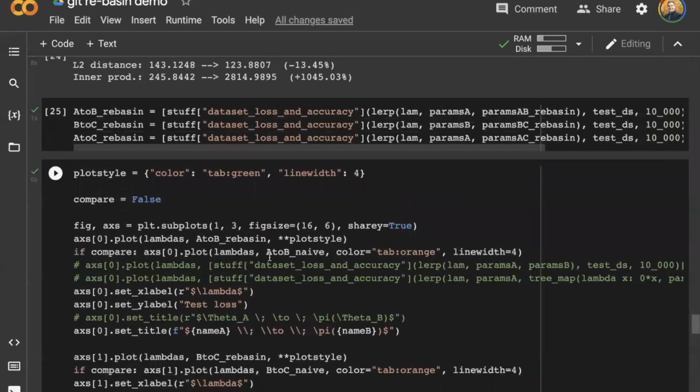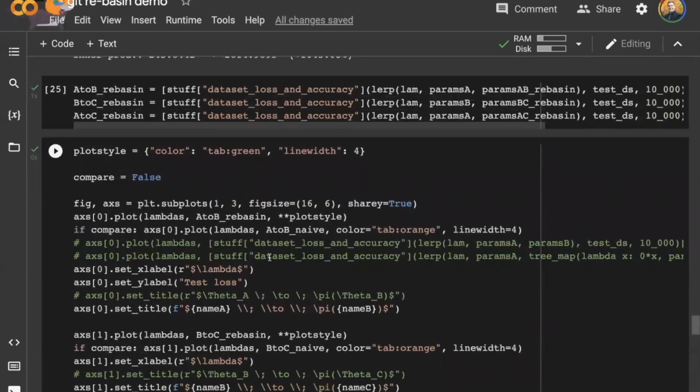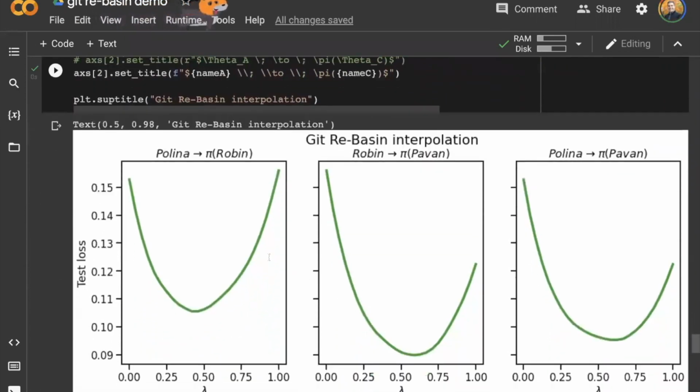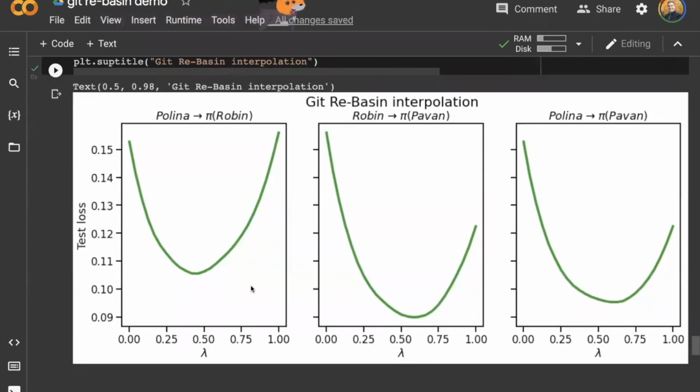All right, so now the grand reveal. We saw what it was before. We saw the plots before matching. Now the plots after matching, suddenly we get convexity. So this is the result, I guess. This is the headline thing.